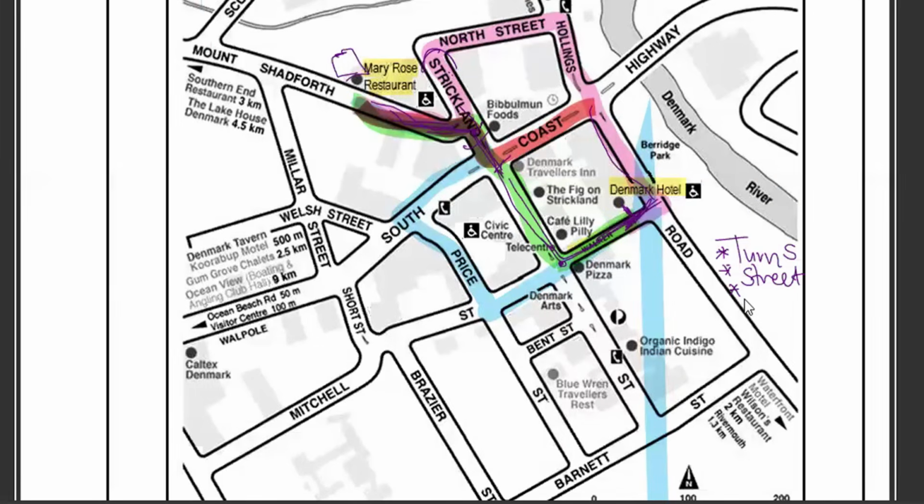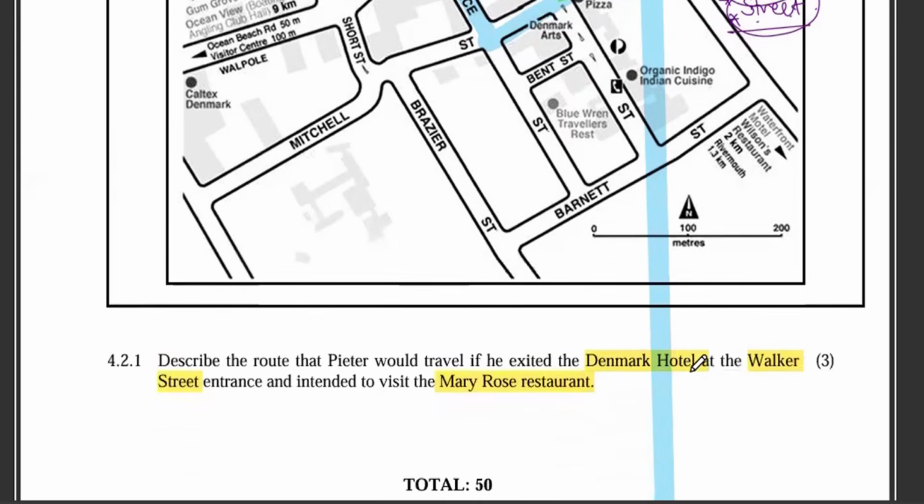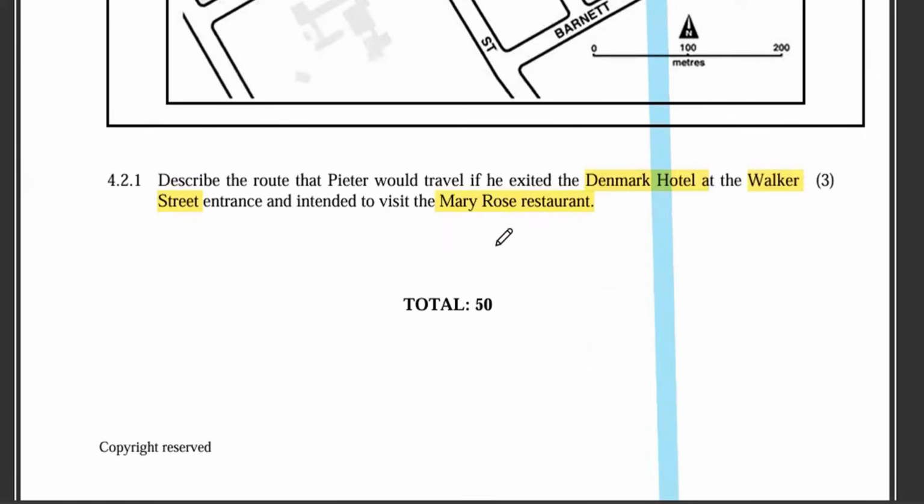Okay, this is what we are looking for. The turns, mention the streets. Which turn is it taking? Is it right or left? Which street is it turning into? This is what we wanted you to tell us. Okay, this brings us to the end of this question. Hope you passed. Thank you.